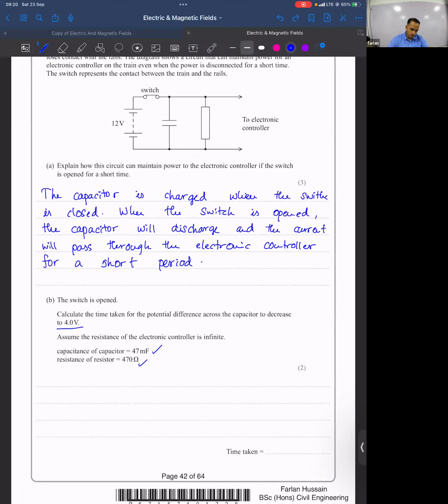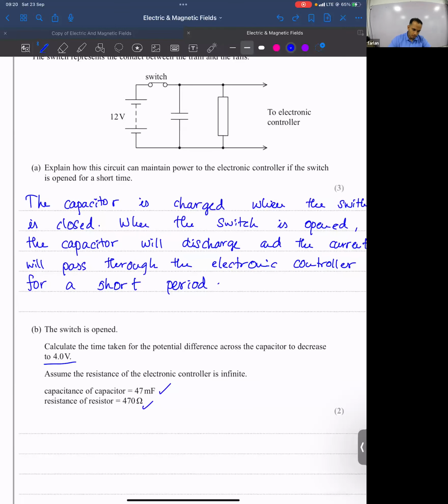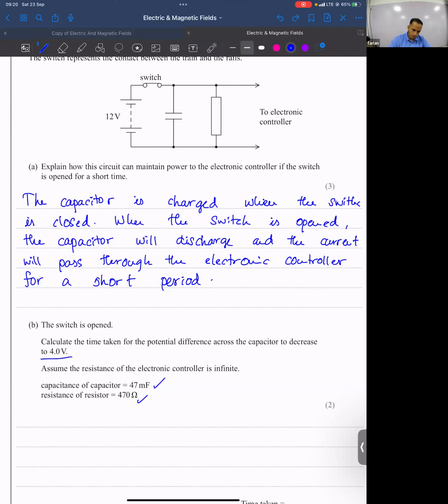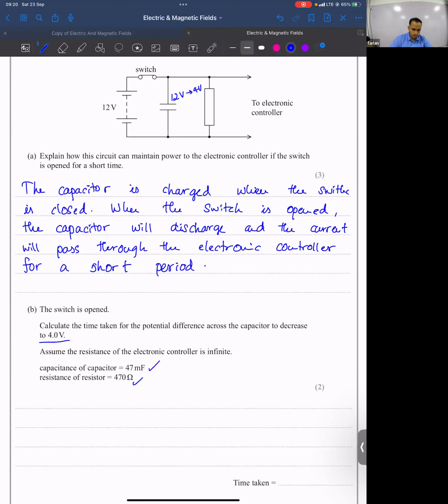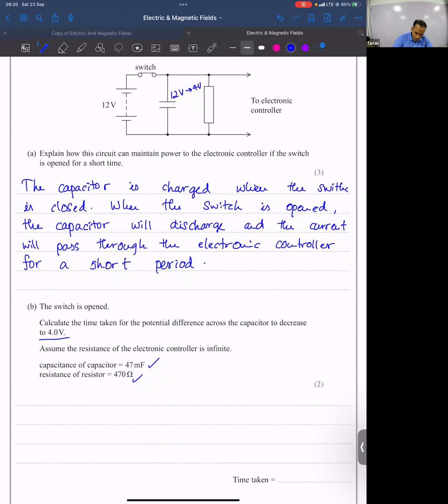Initially, the moment the switch is open, the initial voltage of the capacitor will be 12 volts. So from 12 volts, it is reducing to 4 volts. We need to find the time taken. We can use the equation V equals V naught e to the power minus... What do they mean by infinite resistance? There won't be a current passing through. It will have a voltage.